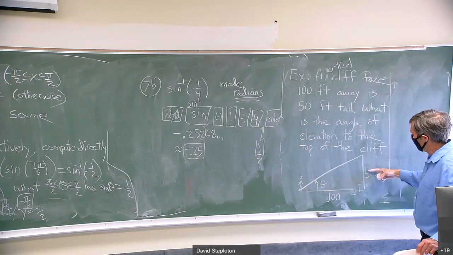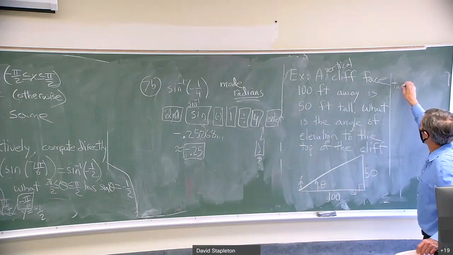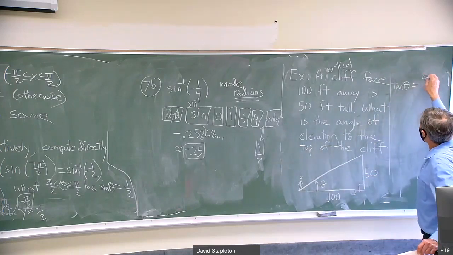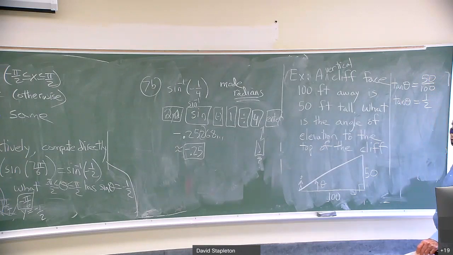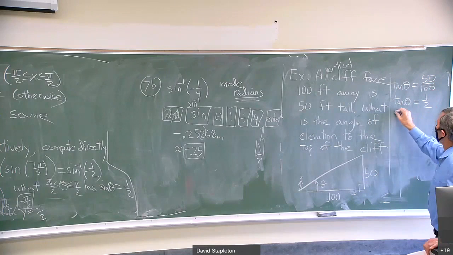And I'll say tangent theta is opposite over adjacent. Tangent theta is 50 over 100. Equivalently, tangent theta is a half. So now I ask, what is theta? In a right triangle where you have a trig function equals a number, theta is always the inverse trig function.